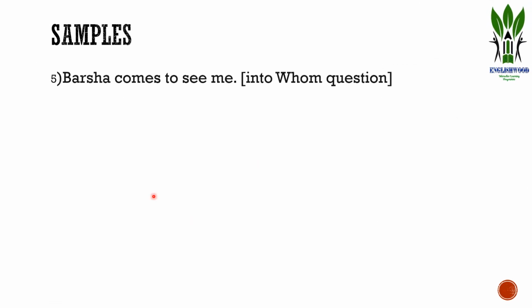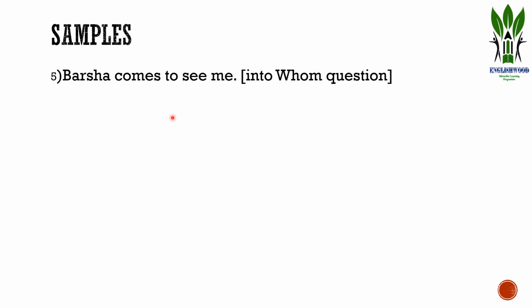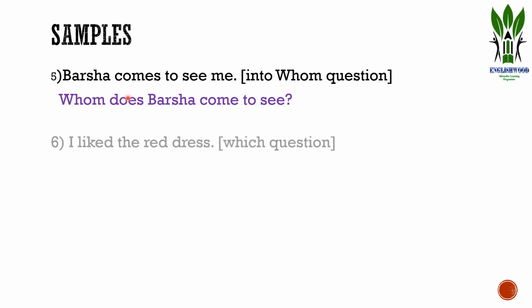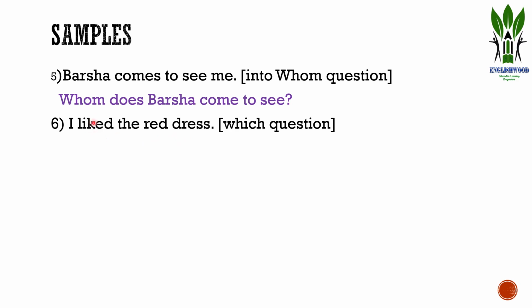Some more samples: Barsha comes to see me, into whom questions. Okay. Me. Whom question means me. Therefore, whom does Barsha come to see? Me. Whom does Barsha come to see? Okay. So here what you have to remember is just first make up your mind negative. Barsha comes, Barsha doesn't come. So does is used. I liked the red dress. Liked means did comes here. Look at this one. Which dress? Which question? Red dress is the answer. So which dress? Which dress did I like?